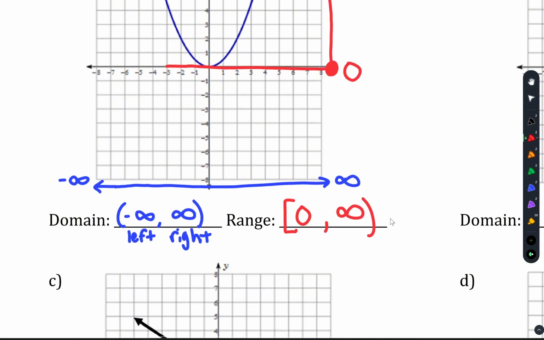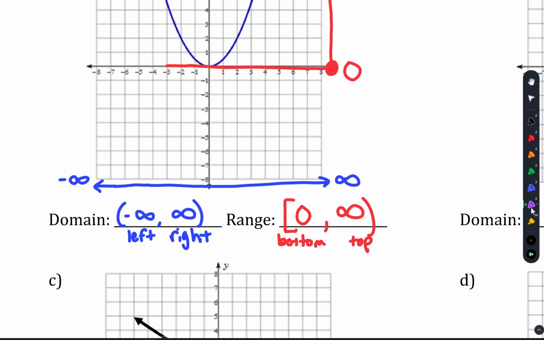So just as a refresher, domain is left to right, range is always bottom to top. If you do not write it in that order, bottom to top or left to right, you will not be writing it in order from least to greatest, and your interval will be wrong. So that is super important that we're writing from least to greatest.